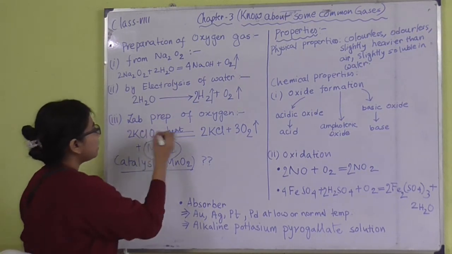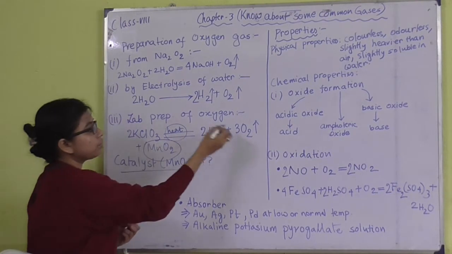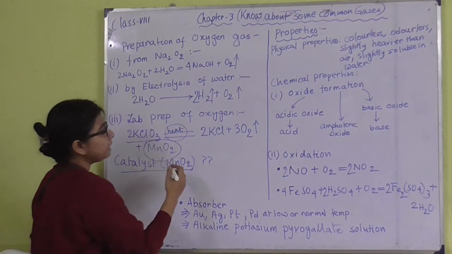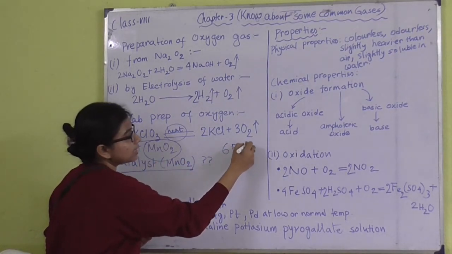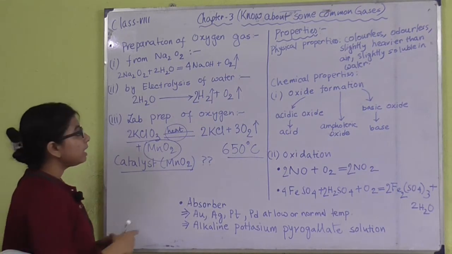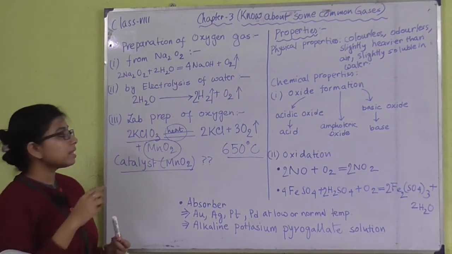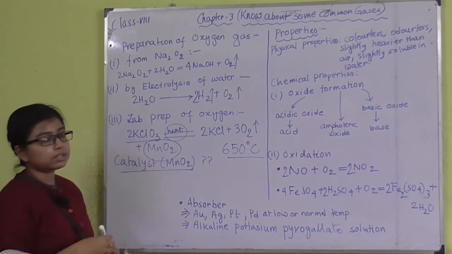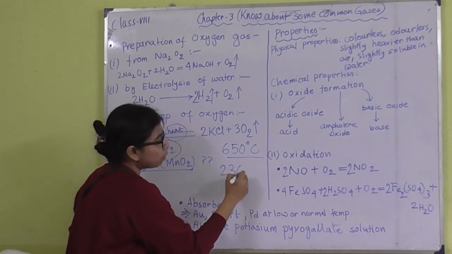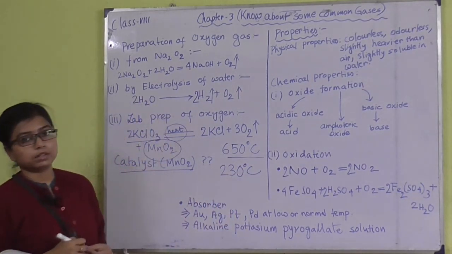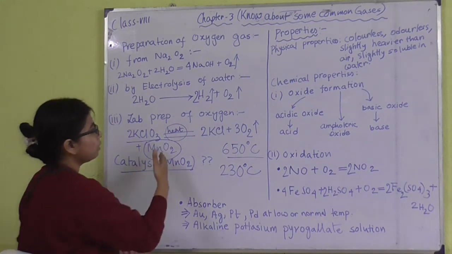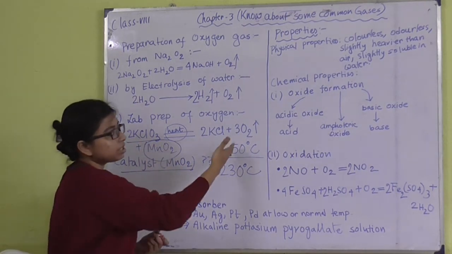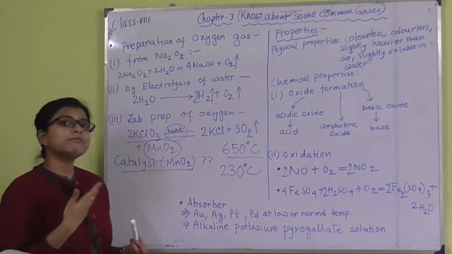You can see that we have to apply heat here to produce oxygen from potassium chlorate. Now, the amount of heat is how much? We need here almost 650 degrees Celsius temperature. But if we start the process mixing KClO3 with a certain amount of manganese dioxide, we can complete the process at only 230 degrees Celsius temperature. So, by using MnO2 we can reduce the temperature value and we can make the formation of O2 oxygen a little bit faster also.